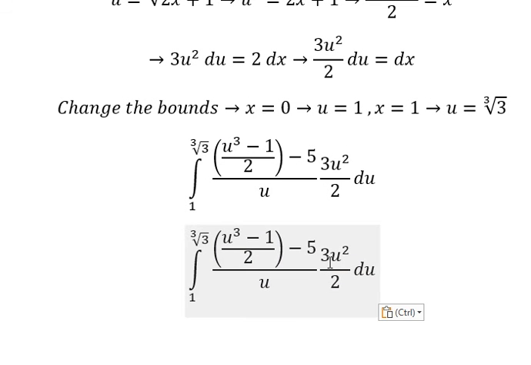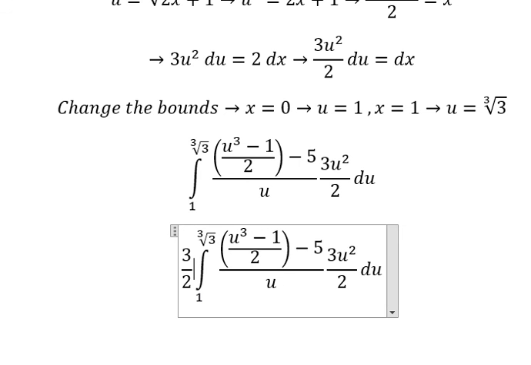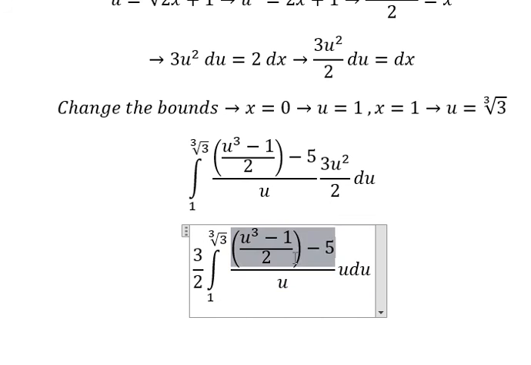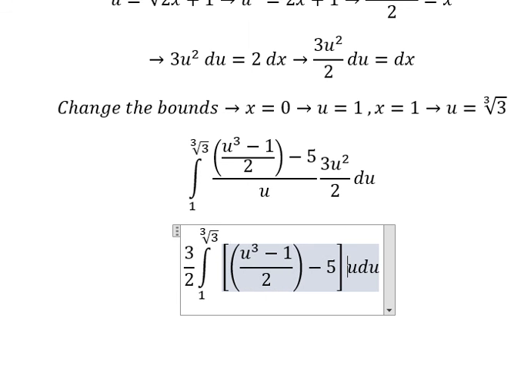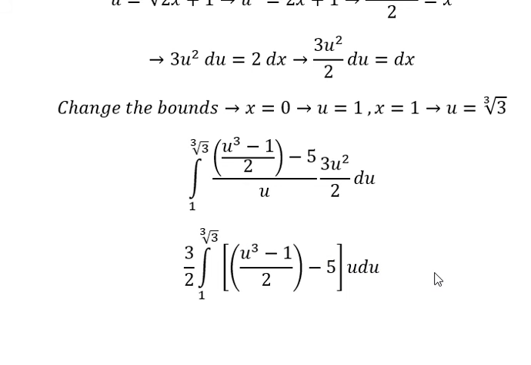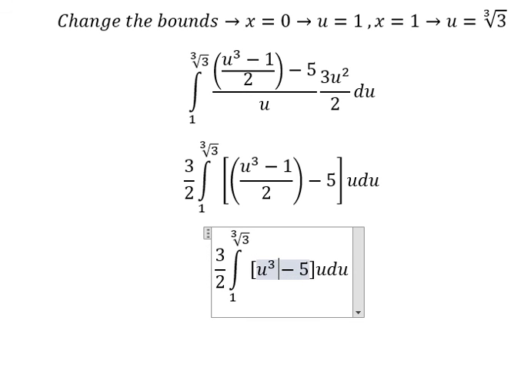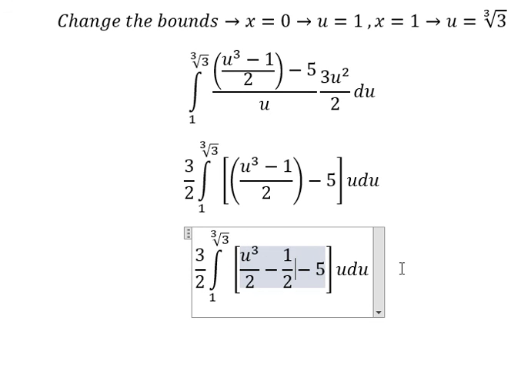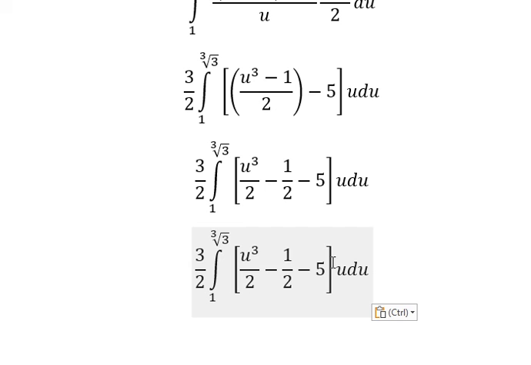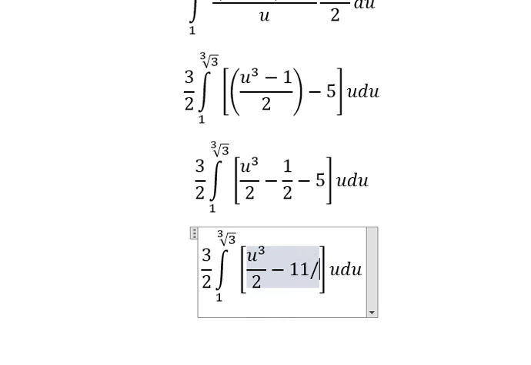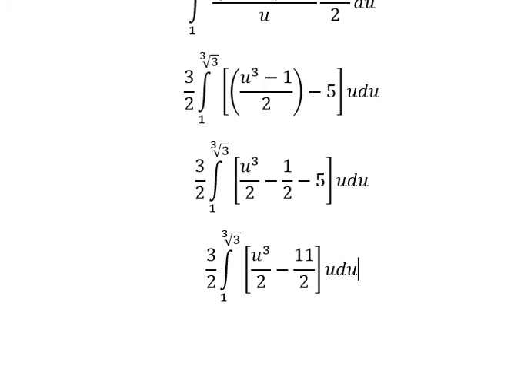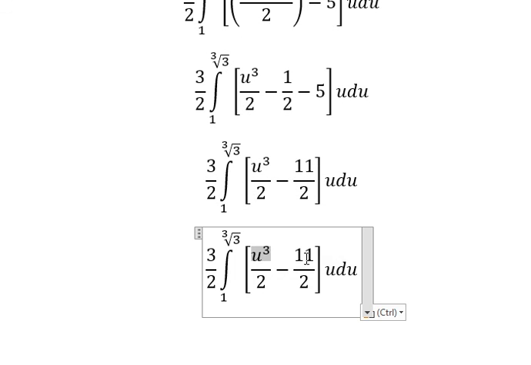Now I will put 3 over 2 outside. u squared divided by u, we have u. This one, we have u to the power of 3 over 2 minus 1 over 2. So this one, we have negative 11 over 2. Next, u multiplied by this one and this one.